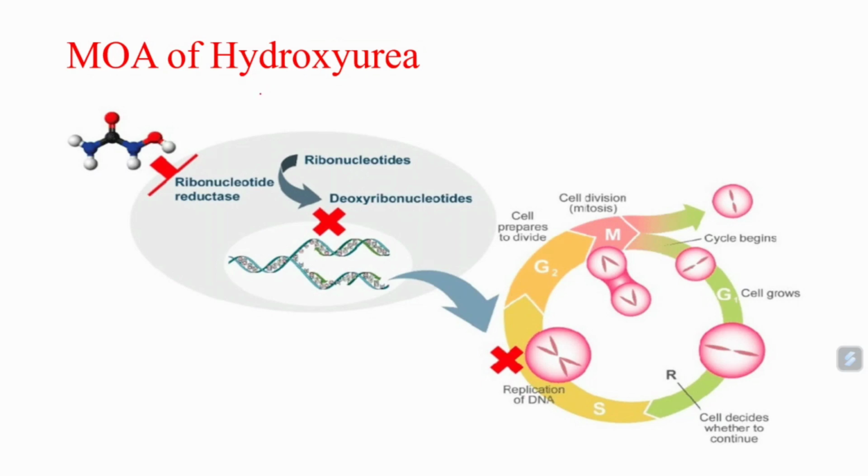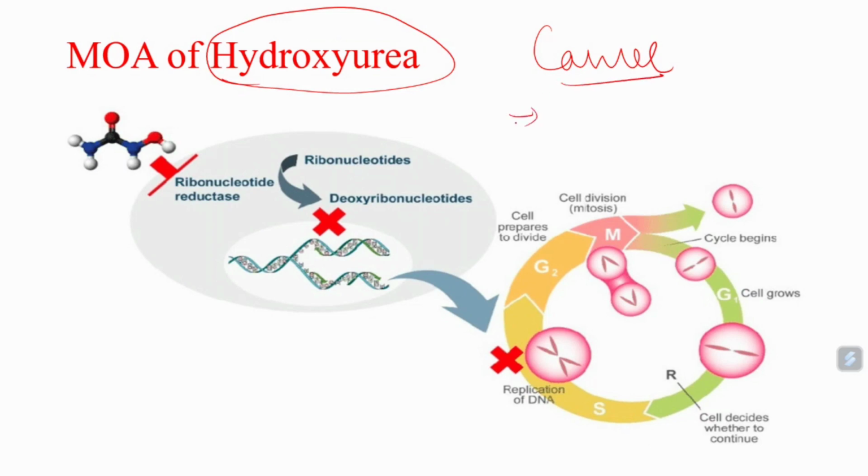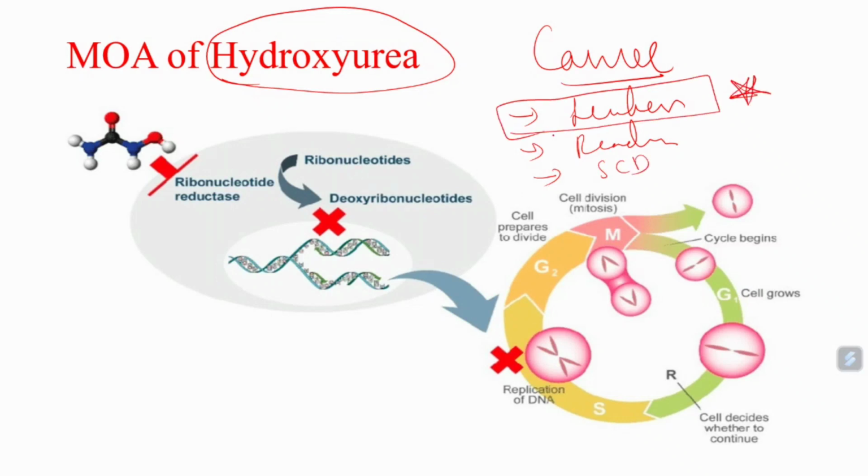Now let us see the mechanism of action of hydroxyurea in cancer. We all know hydroxyurea has three uses. One, it is used in leukemia. Two, it is used in radiation therapy. And third, very important, it is used in sickle cell disease. Now we are discussing anti-cancer drugs, so we'll focus only on leukemia, how hydroxyurea is used in leukemia.